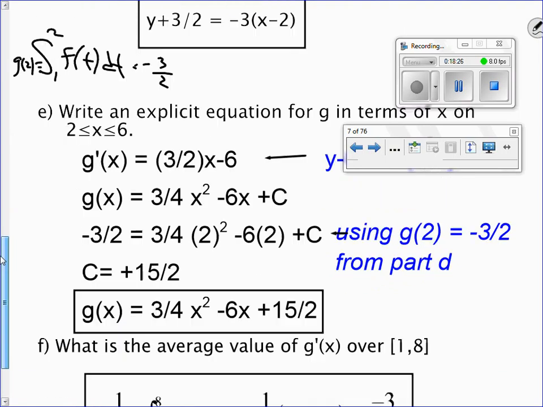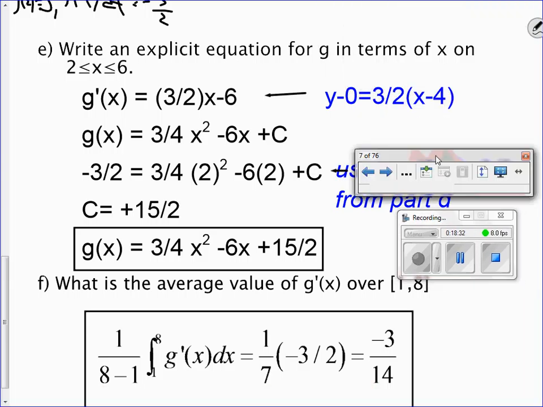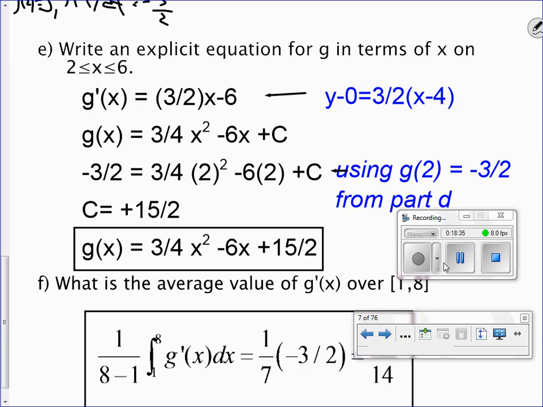E was the one that's similar to the one we just did. You want to write an equation for g of x between 2 and 6. Start out by writing an equation for g prime, that line you're looking at. You can pick any point on that line. I picked 4, 0 on the graph, and write the equation for g prime. And then you can take the antiderivative and solve for c. The y-intercept is not going to be obvious looking at that piece, is it?